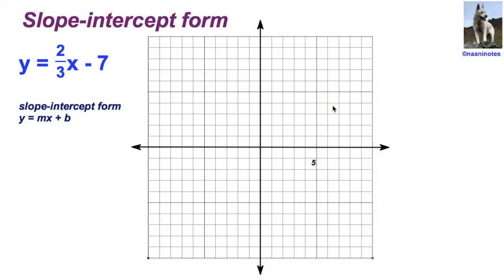Welcome to Naughty Notes. We're going to review some linear equations, and let's use some easy examples. Make sure we got it down. We'll start with the easiest one, slope-intercept form of the line, y equals mx plus b.